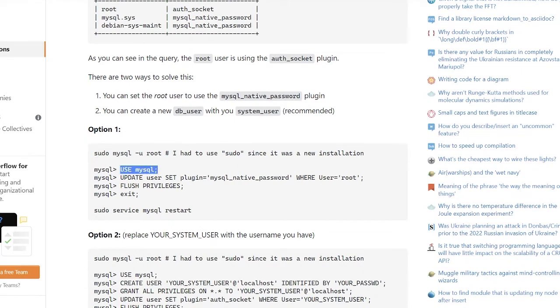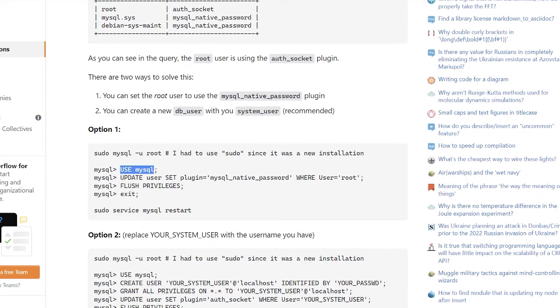Basically, use MySQL, update user set plugin to mysql_native_password, and so on and so forth. In my case, I have already used them, so it won't be very helpful running these commands again. Also, run all of these commands under sudo. This is one of the issues that you could face.